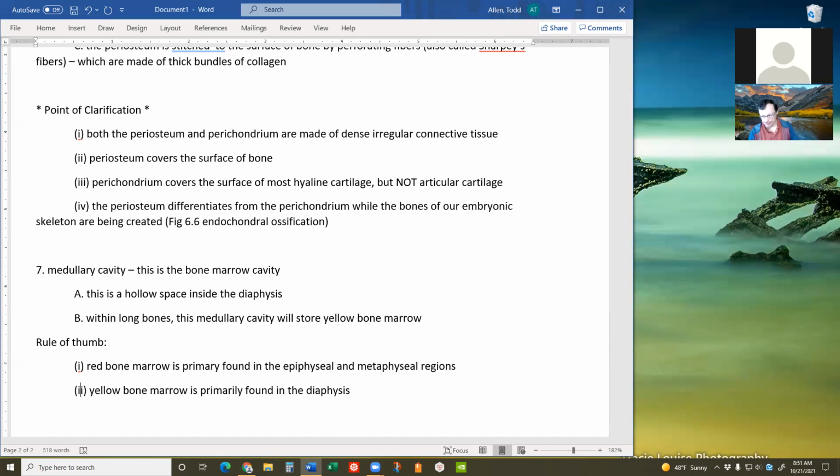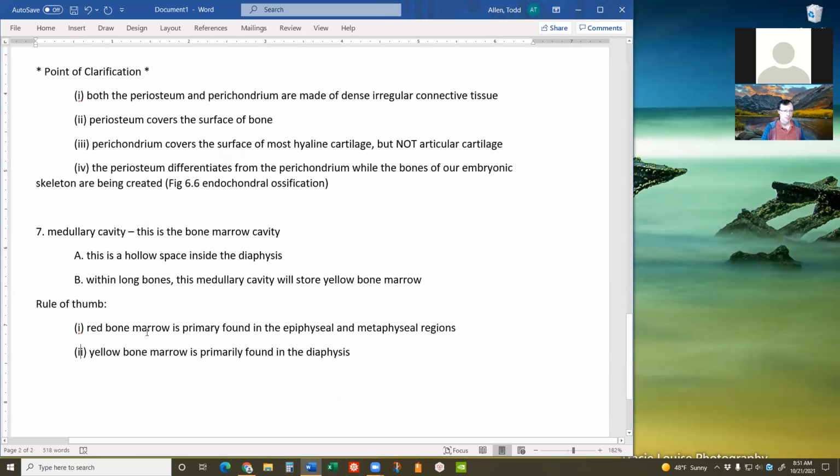If we are talking about short stubby bones, such as your vertebral bones, pelvic bones, ribs, some bones of the skull, you're primarily going to find red bone marrow in those bones and not so much yellow bone marrow at all, because there's just not a lot of internal volume space to store yellow marrow.